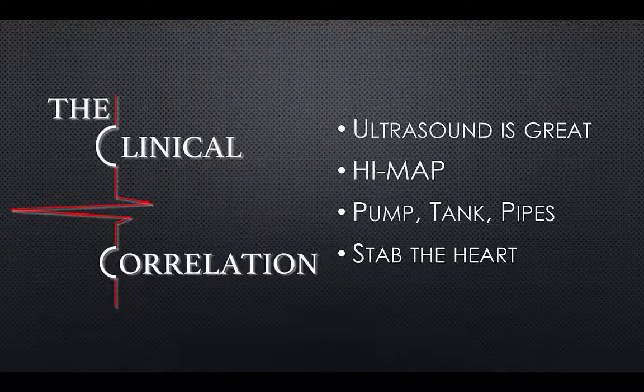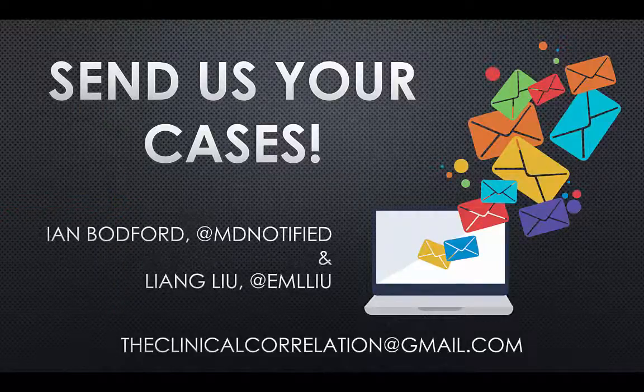To summarize, ultrasound can help in workup of the undifferentiated shock patient. The RUSH exam, which utilizes the acronym HIMAP, or Heart, IVC, Morrison's Pouch to remind you of the FAST exam, aorta, and pneumothorax, can help narrow down the differential. Think about the causes of shock as pathology affecting the pump, the tank, or the pipes. And when suspecting cardiac tamponade, know how to proceed with the pericardiocentesis. So that's it for this case.